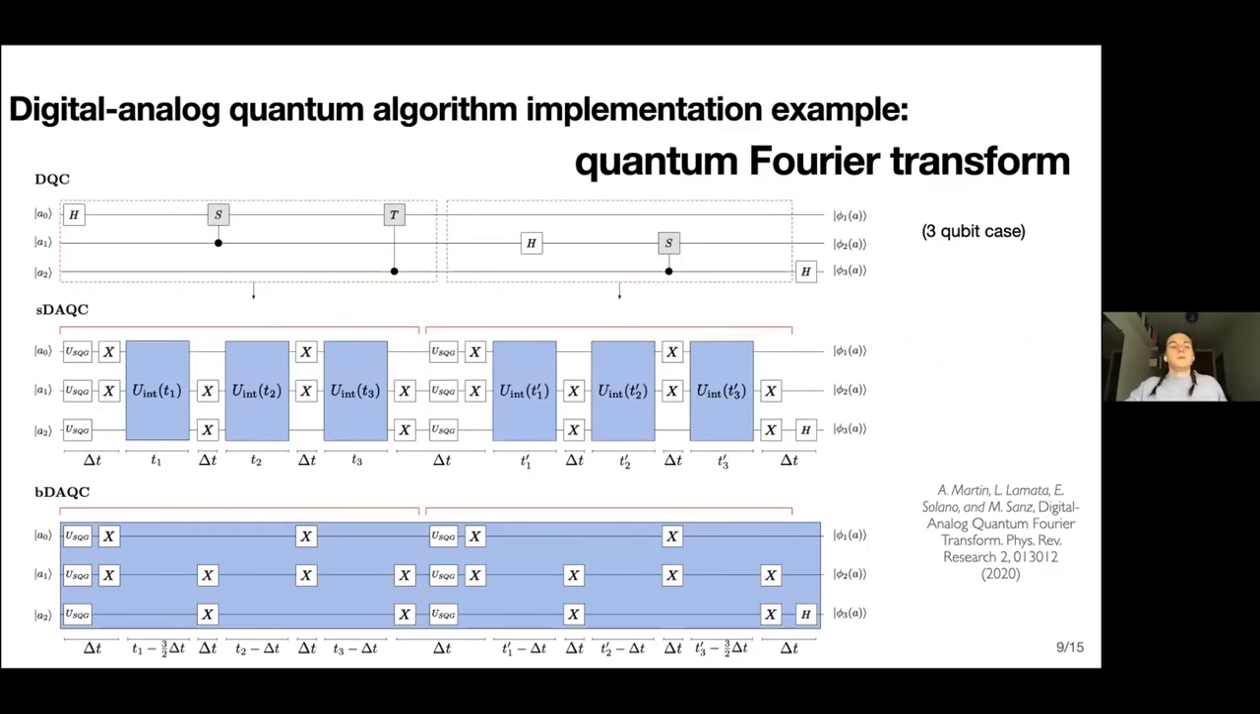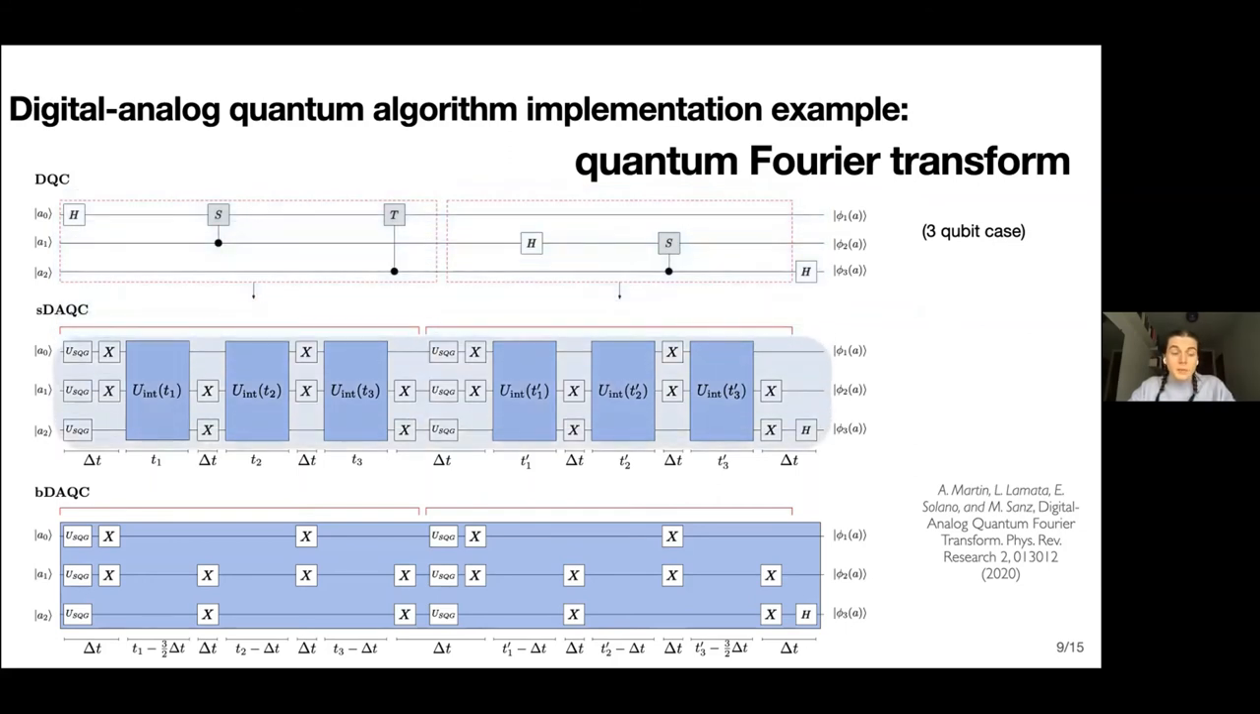So how would this implementation look compared to the fully digital one? Let me show you with this quantum circuit for the quantum Fourier transform. In this case, it's a three qubit implementation, so it's an easy one. I just want to show you how this might look. So this would be the digital implementation. You can see that we have single and two qubit gates, that's all.